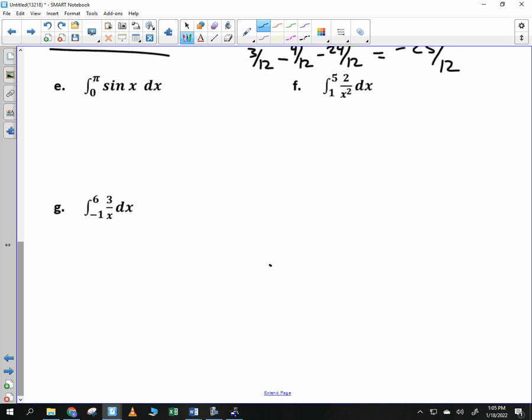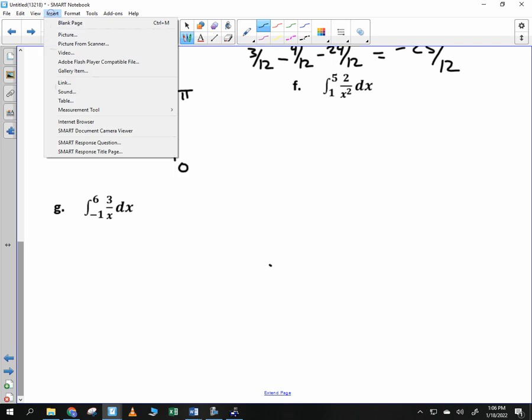What's the antiderivative of sine? Is it cosine? Which one is it? Cosine or negative cosine? It's negative cosine. What's the derivative of cosine? Negative sine. So I'll write out the chart for you, okay?